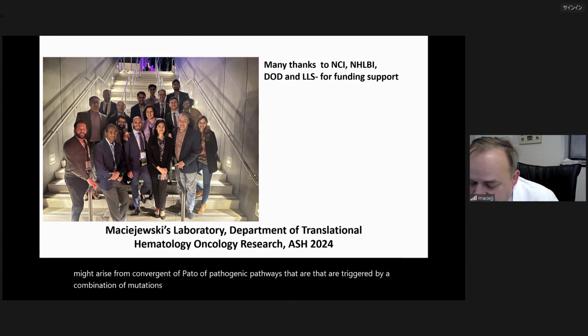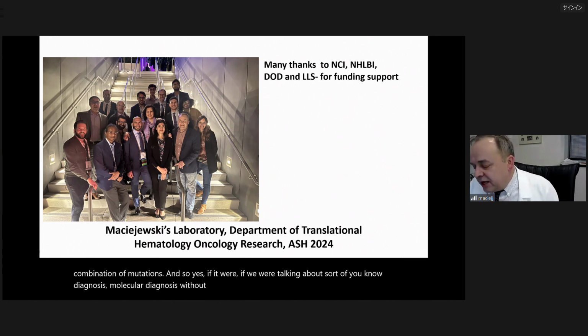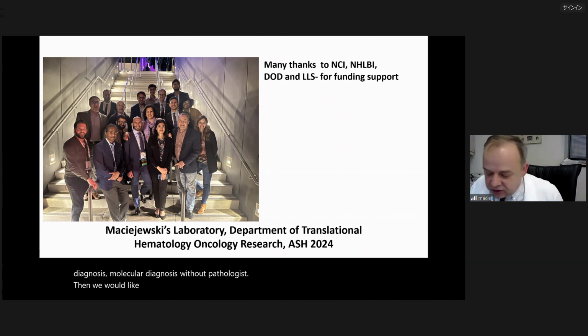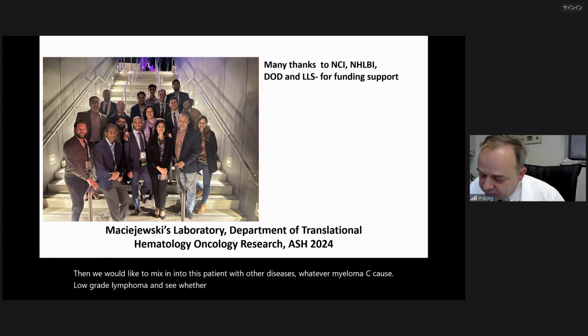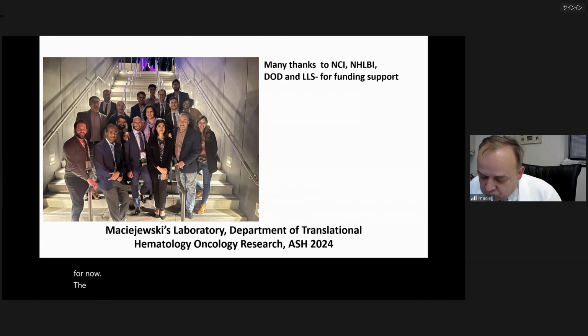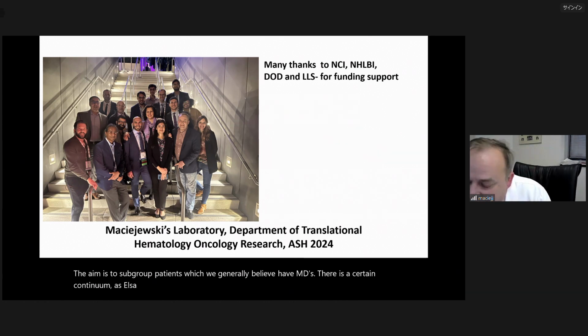And so yes, if we were talking about molecular diagnosis without pathologists, then we would like to mix into this patients with other diseases, whatever, myeloma, sickle cell, low-grade lymphoma, and see whether the mutation pattern would distinguish them. But I think for now, the aim is to subgroup patients which we generally believe have MDS. There is a certain continuum, as Elsa showed, for MDS, MPN, and secondary AML, but this would be the task.